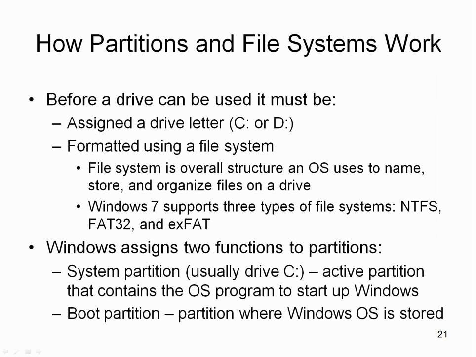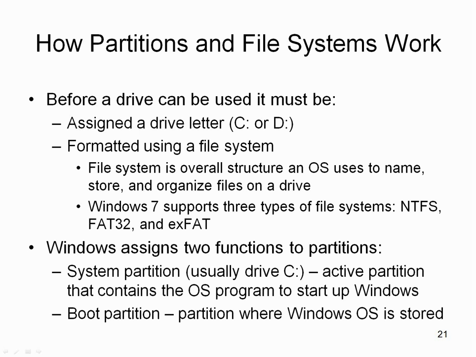Before a volume or logical drive can be used, it must be assigned a drive letter such as C or D and formatted using a file system. A file system is the overall structure an OS uses to name, store, and organize files on a drive. Windows 7 supports 3 types of file systems for hard drives: NTFS, FAT32, and exFAT. NTFS is the most reliable and secure and is used for the volume on which Windows is installed. Installing a drive letter, file system, and root directory to a volume is called formatting the drive. It's also called a high-level format and can happen during Windows installation.